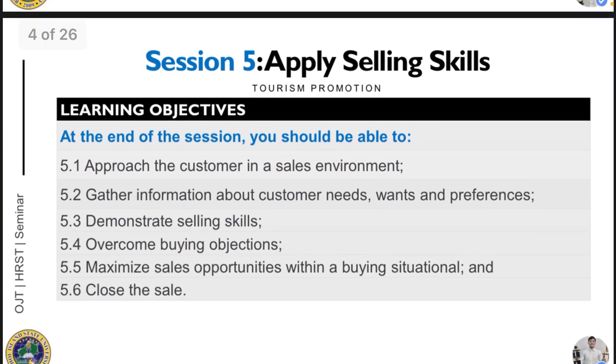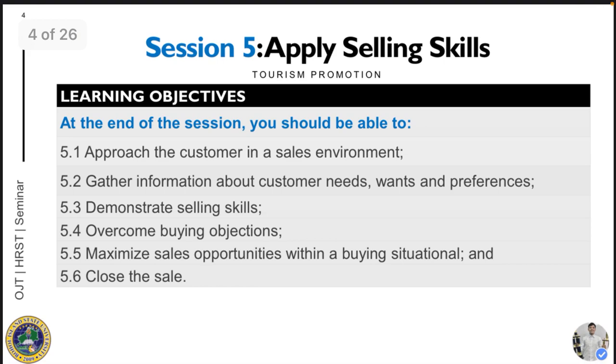So there are 6 learning objectives in this session. At the end of the session, you should be able to approach the customer in a sales environment. Next, gather information about customer needs, wants, and preferences. Also, demonstrate selling skills. Fourth, overcome buying objections. Fifth, maximize sales opportunities within a buying situation. And lastly, close the sale.